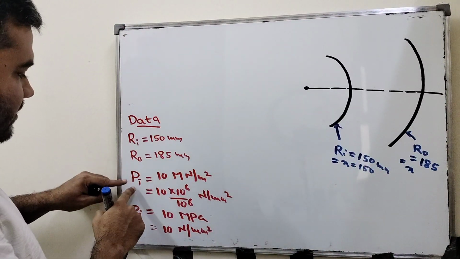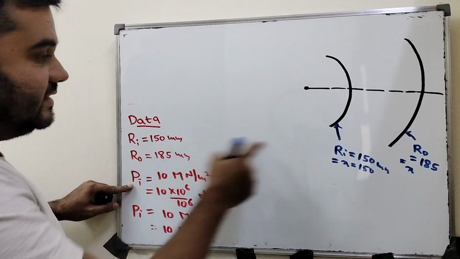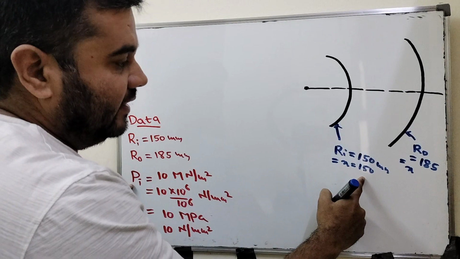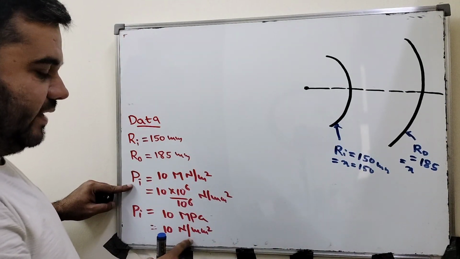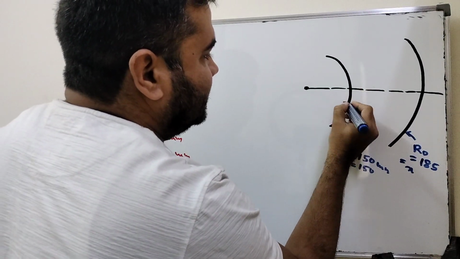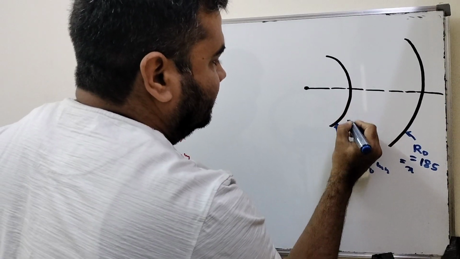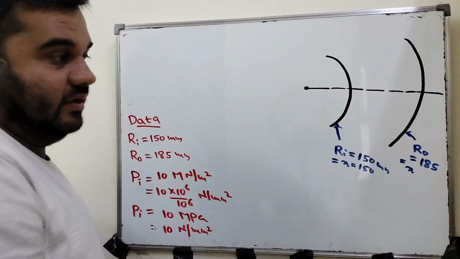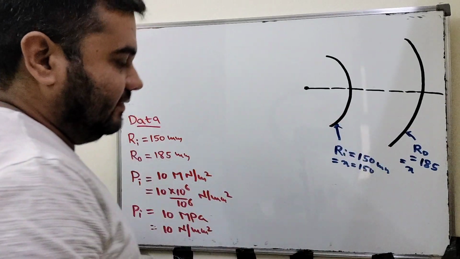Next, what is given? Pressure at inner, that is, when x equal to 150, it is the inner radius. He has given 10 MPa. So here I'll write Pi somewhere; we'll distribute later. This is the data given.